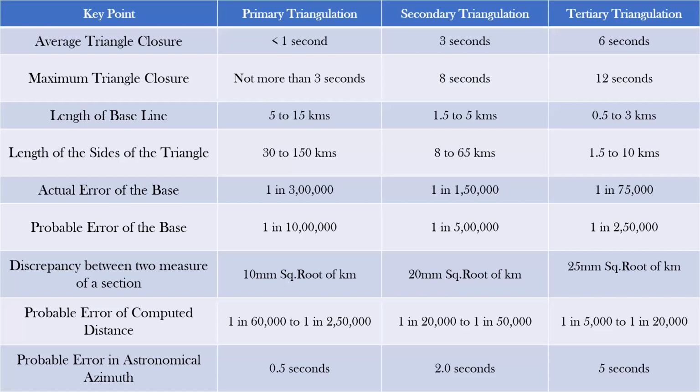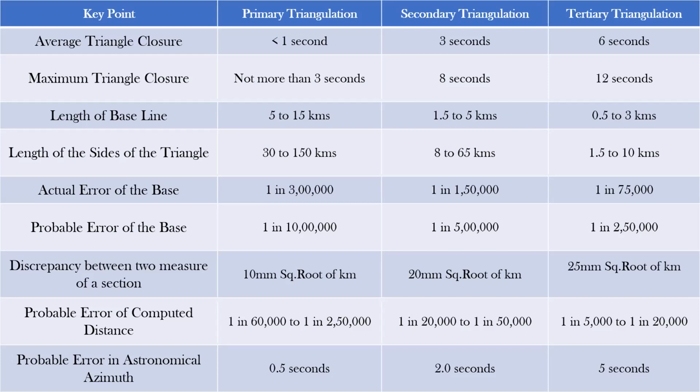Now, here is a tabular column which shows the difference between primary, secondary, and tertiary. The key points by which the triangulation can be classified are, first, average triangle closure, wherein we have less than 1 second for primary, 3 seconds for secondary, and 6 seconds for tertiary triangulation system. And coming to maximum triangle closure, which is allowed in primary triangulation, it is not more than 3 seconds, and 8 seconds in secondary, and 12 seconds in tertiary triangulation.